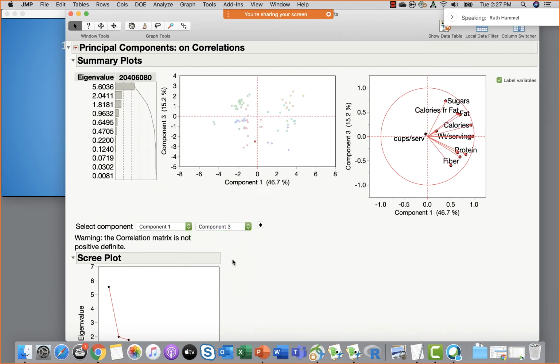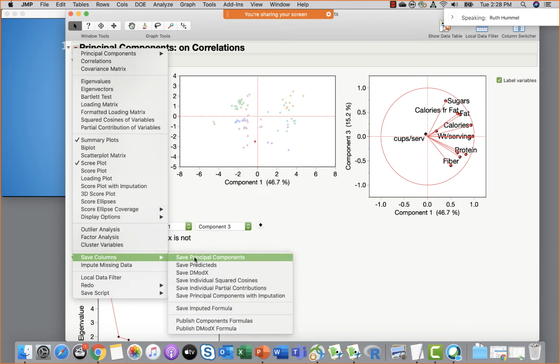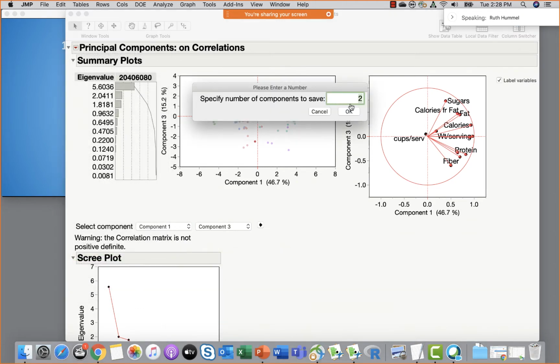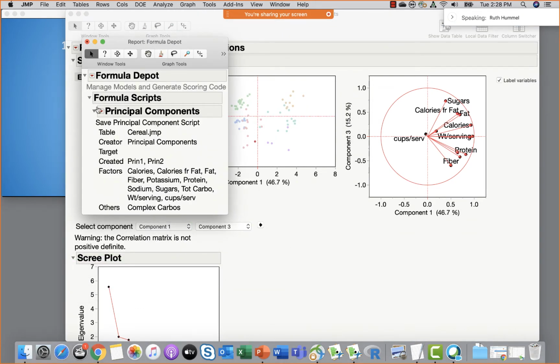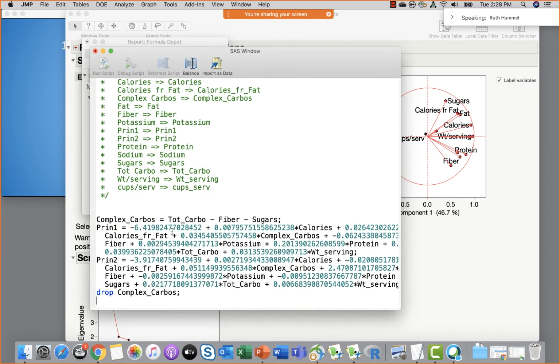Okay, so the idea here was we're reducing lots of information from lots of variables, like 11 variables, down to something with fewer variables, like just maybe 1 or 2 or 3 components. When we've decided how many components we want, we could save them. So we could say save columns, save principal components. We could also ask to publish the formula. If I choose the first 2 components and save the formula, I can look, for example, at the SAS code of this. Here's how it's calculating those principal components.